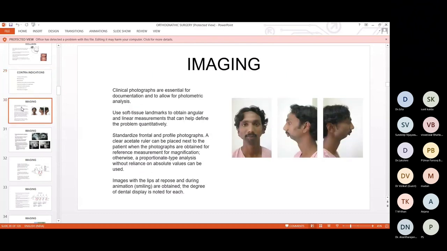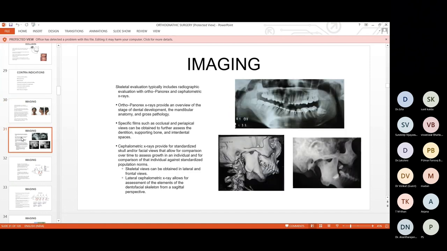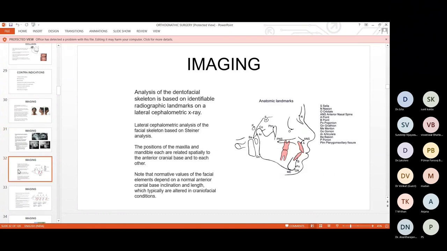These are some of the imaging. First is the clinical photographs. We are all plastic surgeons, we don't have to know about these things. It has to be lips in repose and then in three or four angles. And then you have to have skeletal evaluation with an OPG, a 3D CT scan, and then cephalometric X-rays, especially the lateral one, which will help you in analysis of the cephalograms.